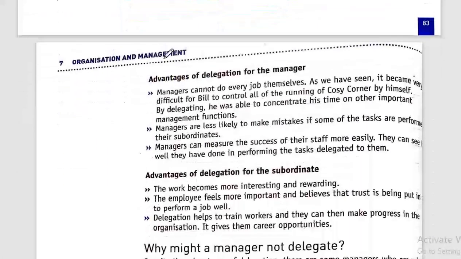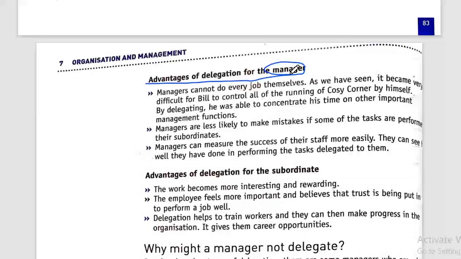So why do managers delegate? Why might a manager delegate a responsibility or a task to a subordinate, someone at a lower level? Number one, because managers cannot do everything by themselves. As a manager I could be responsible for a lot of people, so I cannot do everything on my own. I delegate a certain task to someone in order to be able to concentrate on other things in the management.